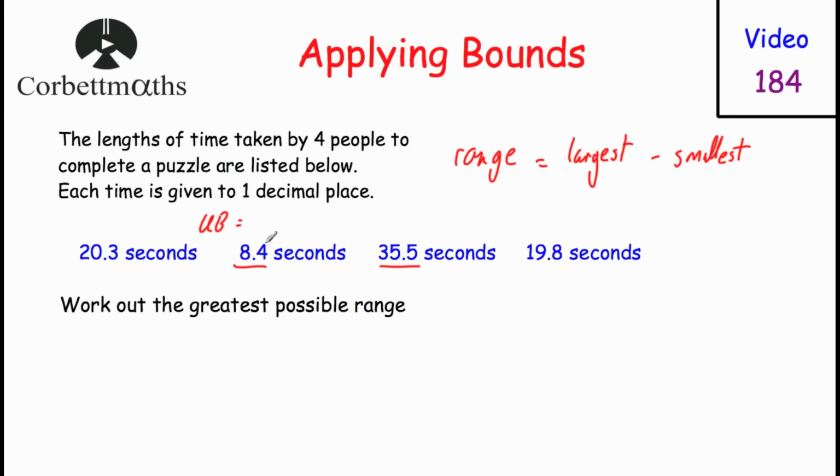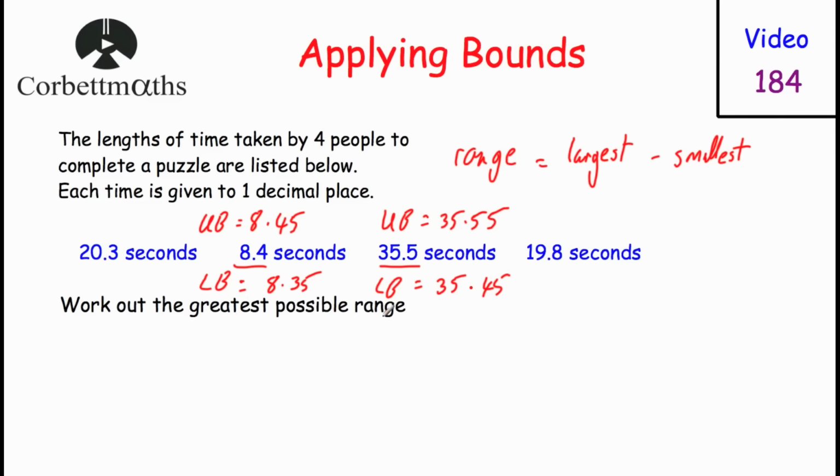So this 8.4 has been rounded to one decimal place. The upper bound would be 8.45 seconds, because it could go up to 8.45 seconds, but not including. And the lower bound would be 8.35 seconds, because that's the lowest possible value that would round up to 8.4 seconds. Likewise, for 35.5, the upper bound would be 35.55 seconds, and the lower bound would be 35.45 seconds. We've chosen those ones because we're looking at the range, which is the largest subtract the smallest.